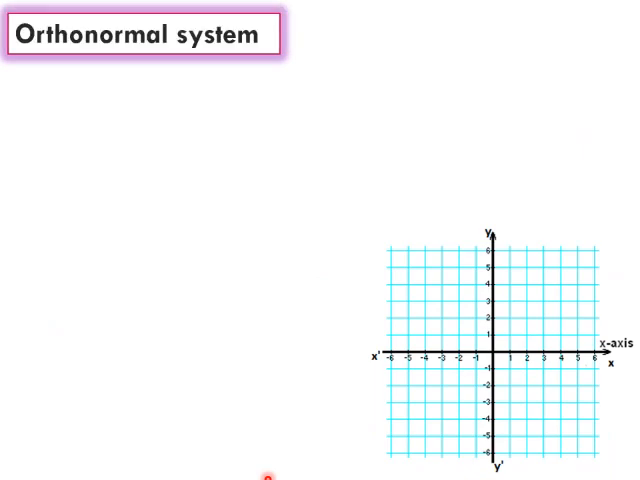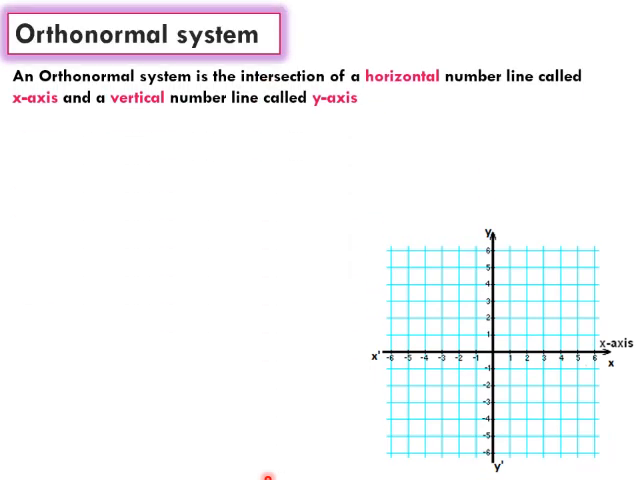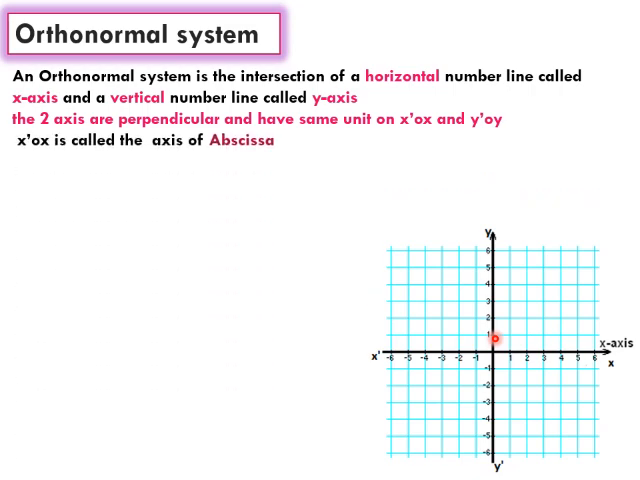What is an orthonormal system? An orthonormal system is the intersection of a horizontal number line called x-axis, this is the x-axis, and a vertical number line called y-axis, this is the y-axis. The two axes are perpendicular, they are perpendicular here, and have same unit on x prime or x and y prime or y, means 1 unit on the x-axis is equal to 1 unit on the y-axis.